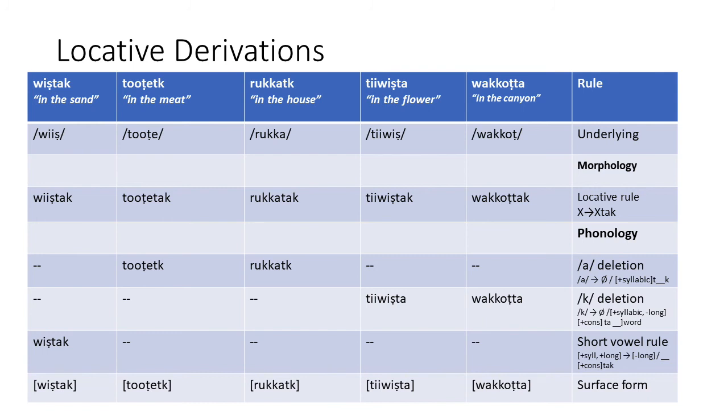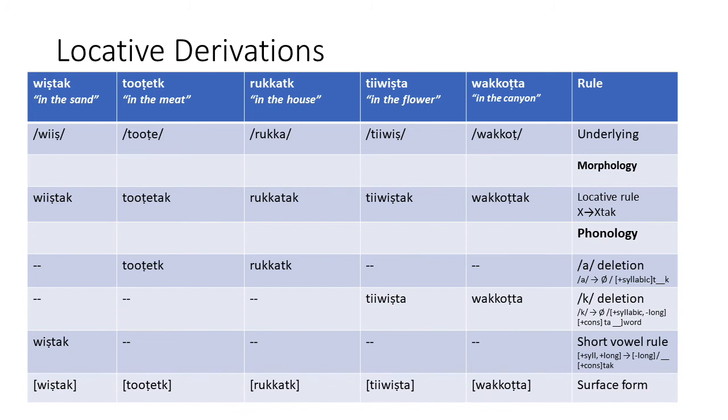If we look at the phonology, A deletion rule: A is deleted if there is a vowel before tak. Is there a vowel before tak? Yes, there is an E. Torchet. Now that A is gone.